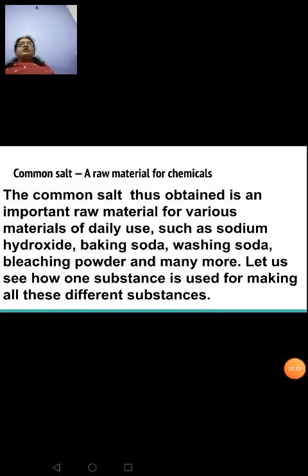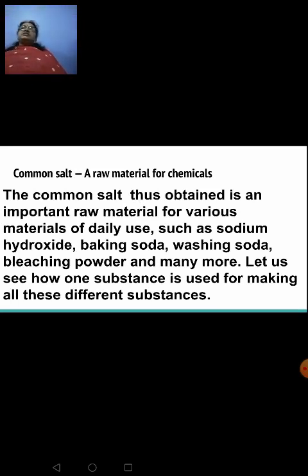Just now we saw that your seawater consists of various salts, and from that sodium chloride is separated out. You must have seen salt pans. The water is made to evaporate, and from that we get sodium chloride. The common name for sodium chloride is common salt. It is also known as table salt, which is used for cooking purposes.